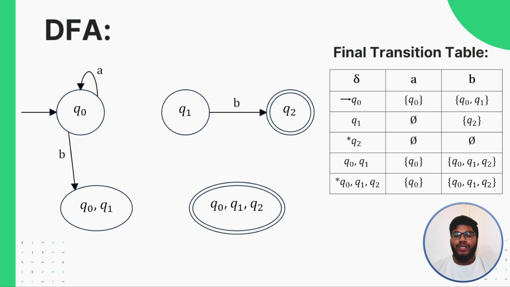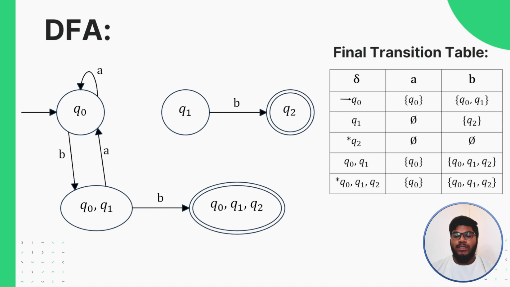Now let us move on to the q2 state. q2 on accepting a moves to the null state, and q2 on accepting b moves to the null state as well. So we don't need to consider the null state, as we said before. This completes the q2 state. Now let us move on to the third state, q0 comma q1. q0 comma q1 on accepting a moves to the q0 state. And q0 comma q1 on accepting b moves to q0 comma q1 comma q2. So this completes the fourth state, that is q0 comma q1.